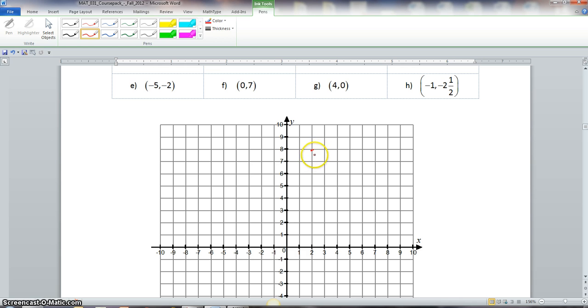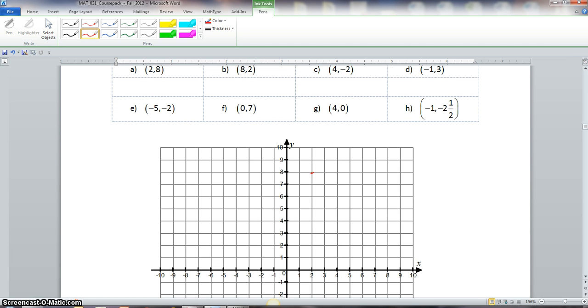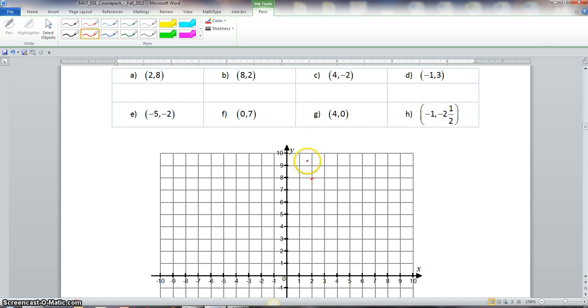Now we have (2, 8). They also want us to label our point. I have to make sure that none of these points are really close together, so it will make it easy for me. If we want to label it, we could put our parentheses here, (2, 8). That would be our first point. Now we look at B. It says (8, 2). We go back to the origin, and then we go to the right 8. From 8 on the x-axis, we have to go up 2 because y is positive 2. So we go 1, 2.